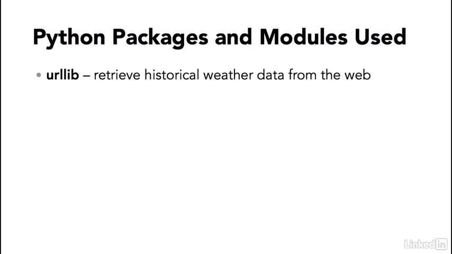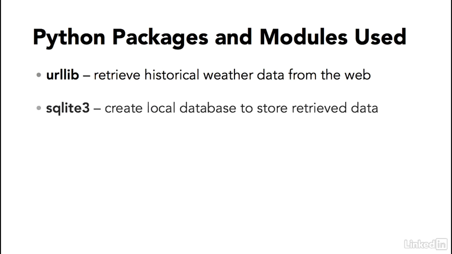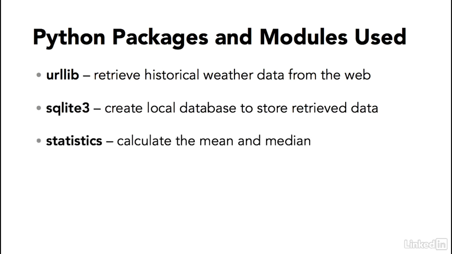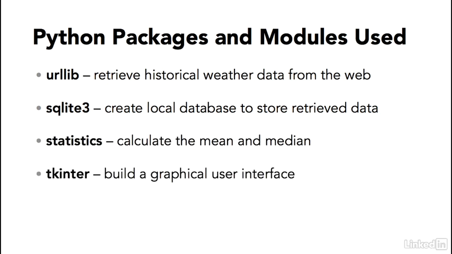In these videos, I'll show you how I used the urllib package to access the Navy's website to retrieve historical data for Lake Pend Oreille. I used the SQLite 3 module to create a database to store a local copy of the retrieved data. I used the new statistics module, which was introduced as a standard module in Python 3.4, to calculate the mean and median values for a range of dates. And finally, I used the tkinter package to build a customized graphical user interface for the application.